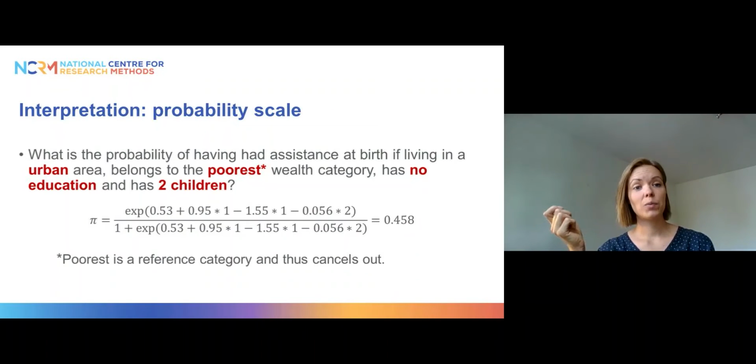And then finally, we want to know the probability for someone who has 2 children. So the minus 0.06 for having children, we multiply by 2 because there are 2 children. Then we exponentiate this, divided by 1 plus the same expression. And if we solve this equation, we get 0.458. So that means that for someone who lives in an urban area, is in the poorest wealth category, has no education, and has 2 children, the probability that they had assistance from a health professional in their most recent birth is around 46%.